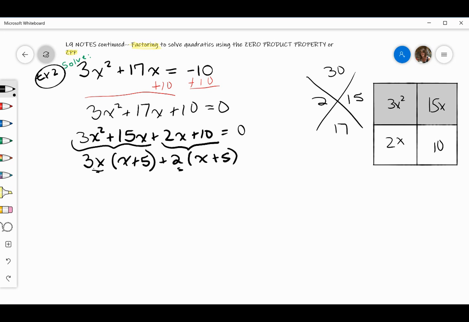I don't know why I said that. Our area model for a rectangle. So 3x plus 2 is one of our factors, and x plus 5 is our second. And if you noticed, I did not write that it was equal to 0 up there on that line. I'll do it right here.